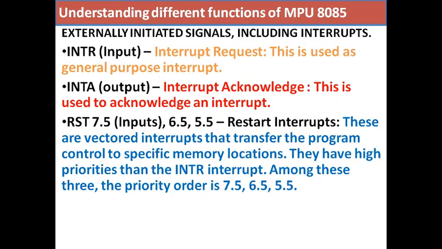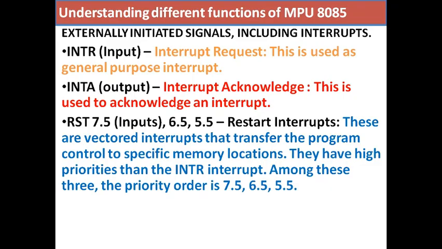There are other restart interrupts, also known as RST 7.5, RST 6.5 and RST 5.5. These are actually vectored interrupts that transfer the program control to specific memory locations. They have higher priorities than INTR. Among these, 7.5 has the highest priority compared to 6.5 and 5.5.